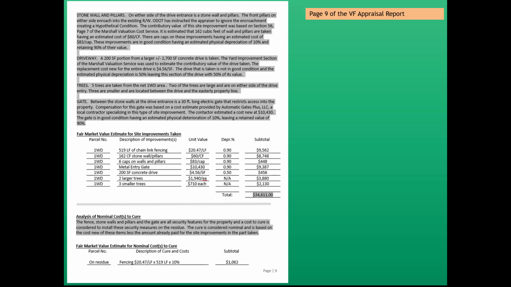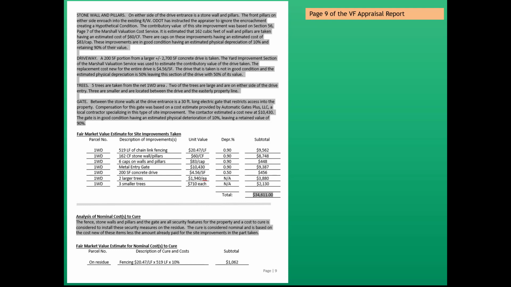There were 5 trees taken, and those divided into 2 larger trees, having a unit value of $1,940 each. And the smaller trees had a unit value of $710 each, indicating contributory value of $3,880 for the larger trees and $2,130 for the smaller trees.